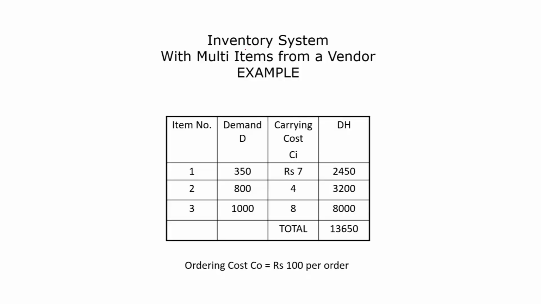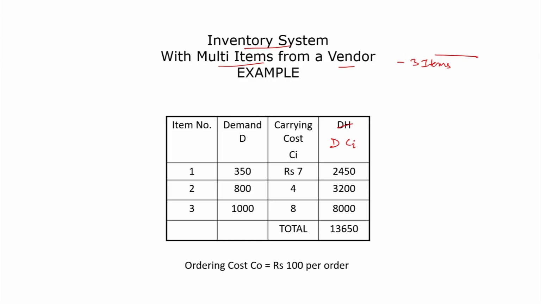Now, let us see some more inventory systems after this classification of inventory. In the previous inventory system we were dealing only with one single item. Now, if from one single vendor you are purchasing 3 items, then there are 2 cases. One, you can consider them independently, calculate the economic order quantity for all 3 items, and based on that you can calculate the total cost.